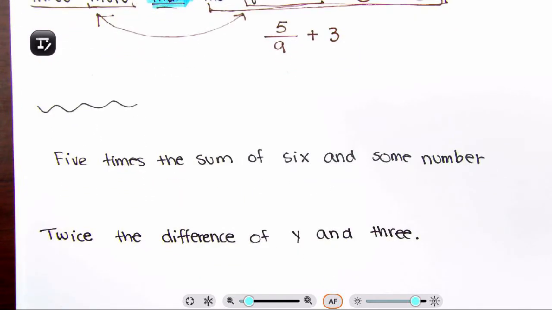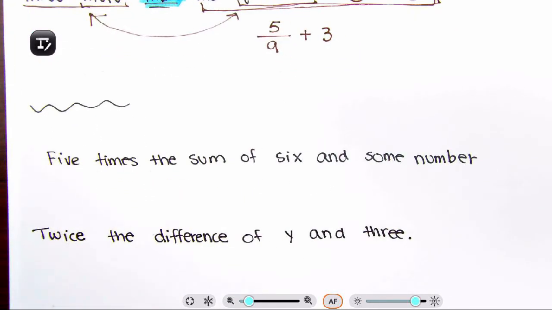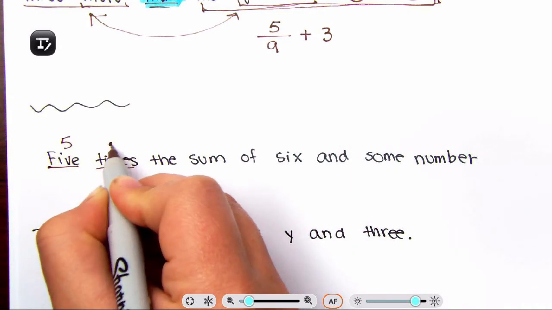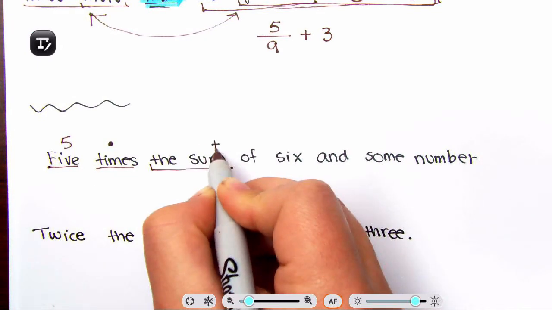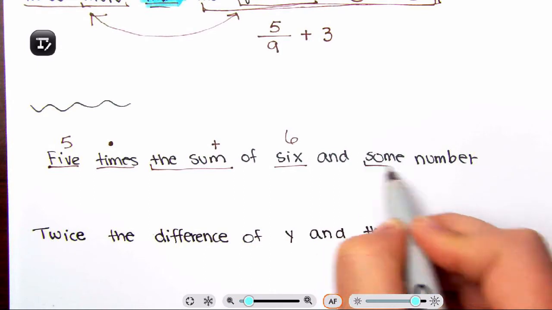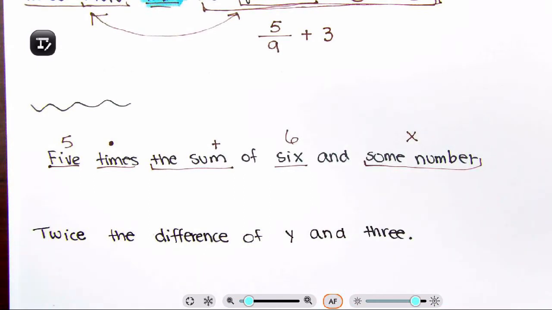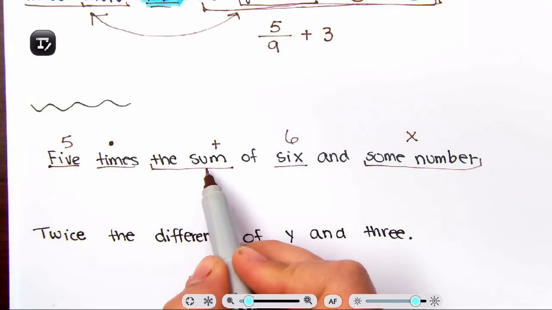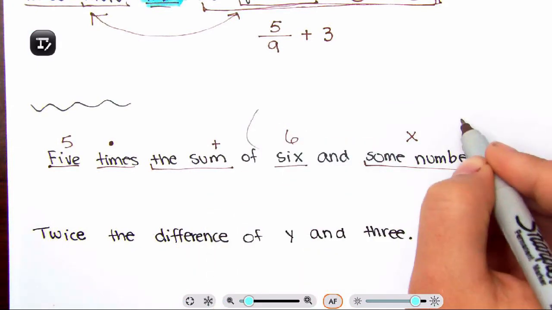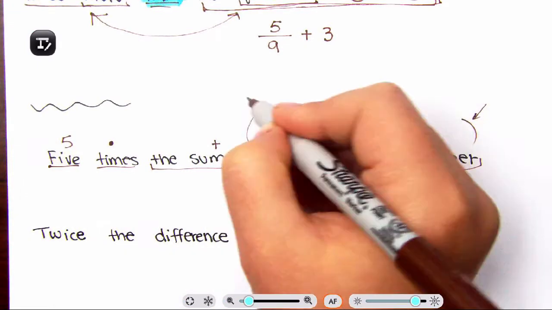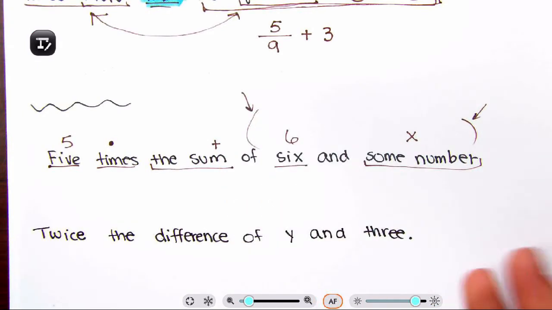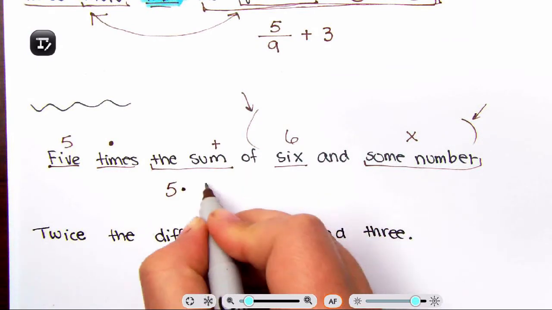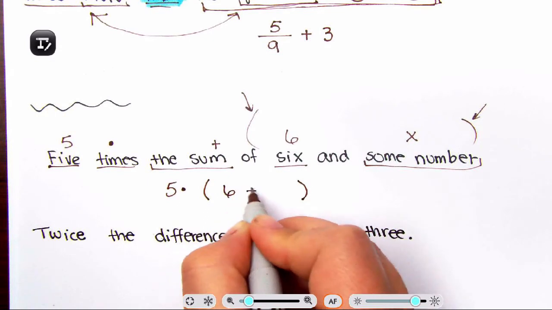All right, this one is a little bit different, a little bit more difficult, so I want to walk you through it as well. 5 times, I know 5 times the sum, so we're adding something, of 6 and some number. Call it x. So whenever you're dealing with something like this, do you see how I have 5 times and then I have the sum? This part right here has to be in parentheses, okay? That means we're adding something, and after we have added, then we're going to multiply this. So I have 5 times, and now I need to find the sum of 6 and some number.